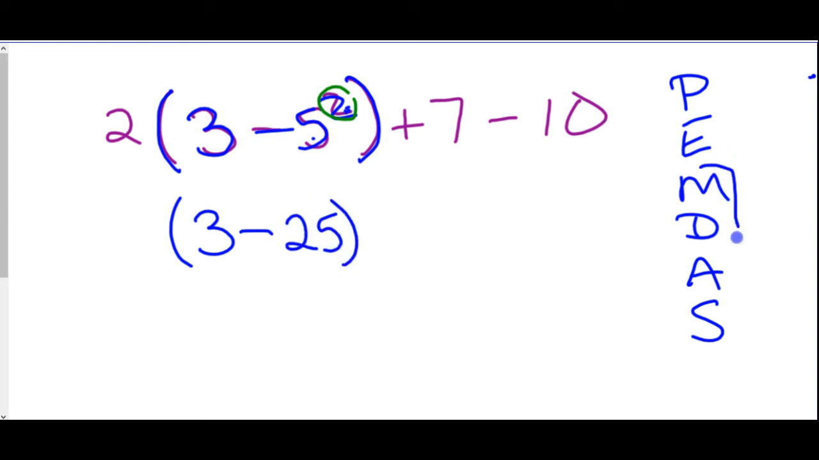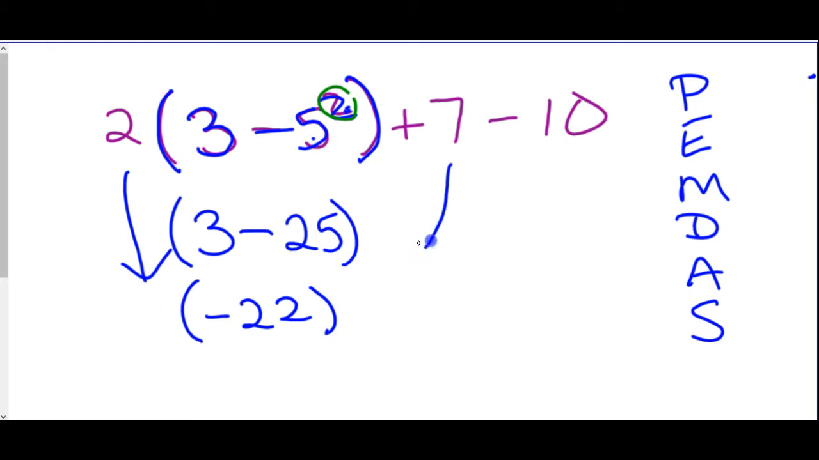Then we look for multiply and divide. There is no multiply and divide inside the parentheses. Again, we're just focusing inside the parentheses right now. So we skip multiply and divide and move to add and subtract. 3 minus 25 is negative 22.